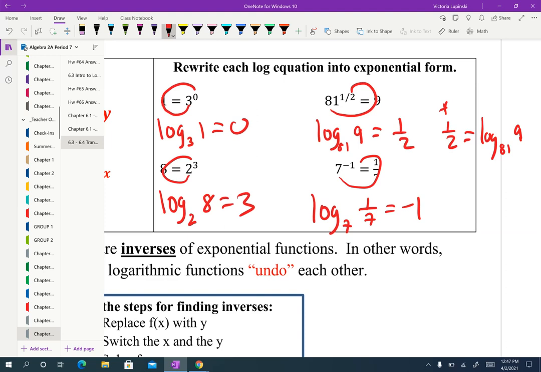Remember, when you're evaluating logs, the question that you're asking yourself is the base to what power gives you the full size number. So 3 to the what gives you 1. That is, of course, 0.